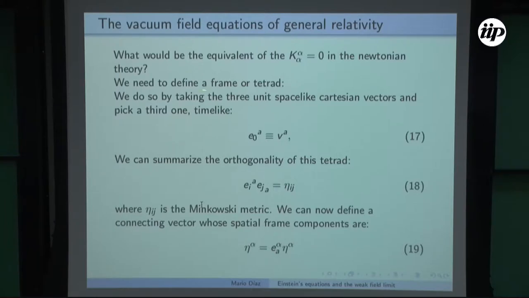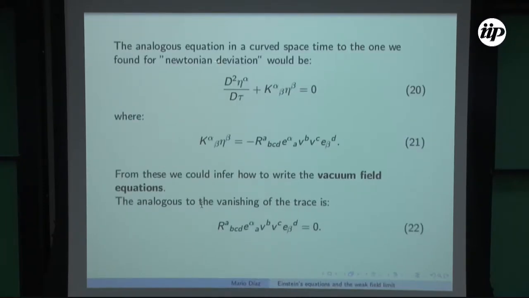And so, conclusion. What is the equivalent of having the Laplacian of phi, of the potential, equal to zero in Newtonian theory? Well, we're going to need to find a reference frame, what is called a tetrad. We can do it this way. And of course, we want the system of reference to be orthogonal. And essentially, this is going to be constructed with the Minkowski metric. And we can define a connecting vector now with these spatial components. And then the analogous equation for Newtonian deviation is going to be written in these terms.